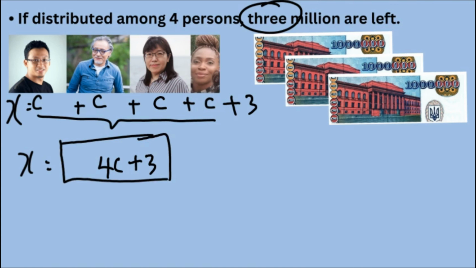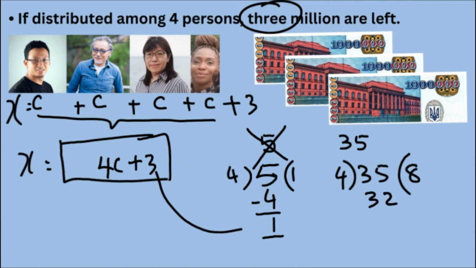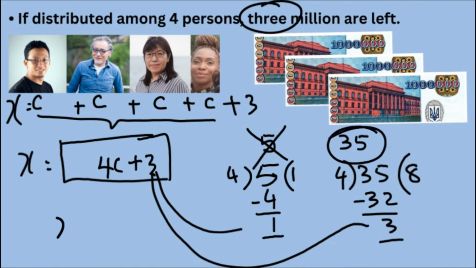We are left with just 2 options, 5 and 35. Divide them to get remainder 3, otherwise reject it. So 5 divided by 4, check if you get the remainder 3. 4 ones are 4, so 5 minus 4 is 1, but we need to have 3 as a remainder, so 5 rejected. 35 divided by 4: 4 eights are 32 and the remainder is 3, accepted. So the value of X is 35.